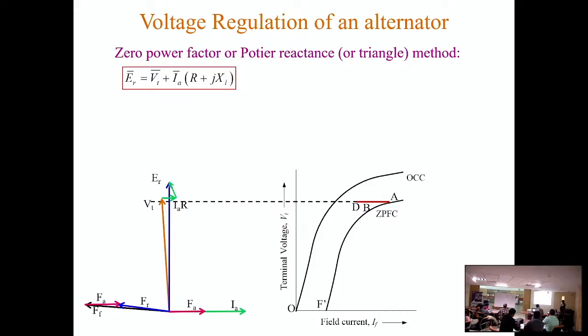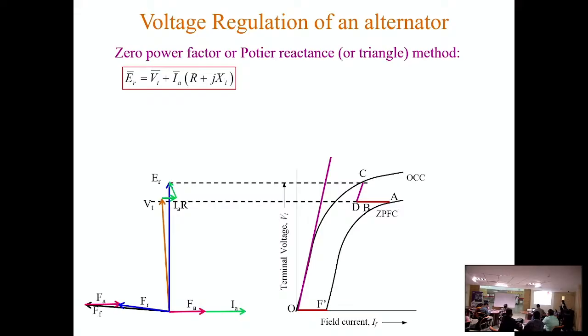From here you have to draw this line which is equal to OF dash, some amount of field current value. And now you have to draw the air gap line. So draw this air gap line and draw one line from this point which will be parallel to this air gap line, and that will intersect the OCC at some point. And that point will be this ER.